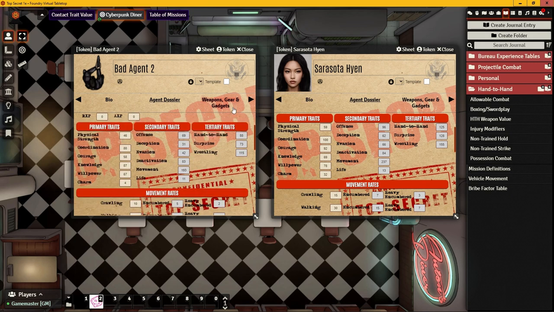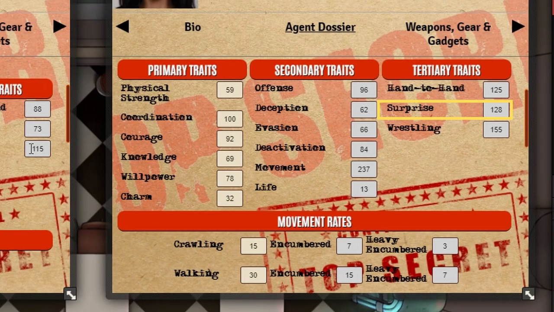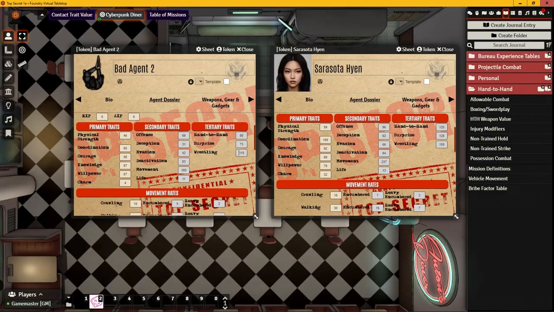Now, we're just going to say that he's not surprised, because I could have done this with a surprise example, but I'm not going to. So we're just going to say they both know that one another is there. So we just compare their surprise ratings to see who's going to go first. And Sarah is always going to go first at this point. So she's going to be the attacker, and he's going to be the defender.